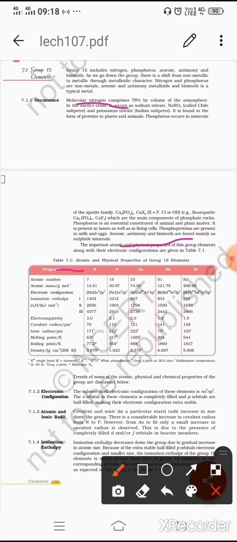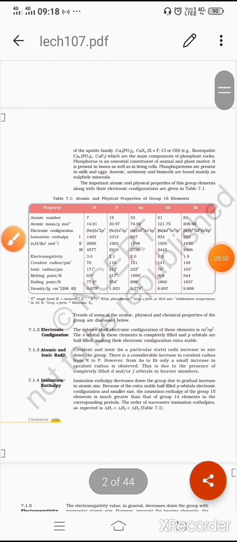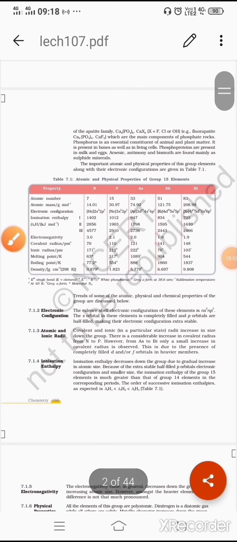A few properties we will observe are increasing down the group, and a few are decreasing. Let us discuss them one by one. When we discuss these properties one by one, the very first property is electronic configuration. What is the electronic configuration of group 15?